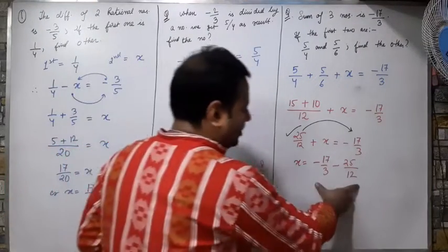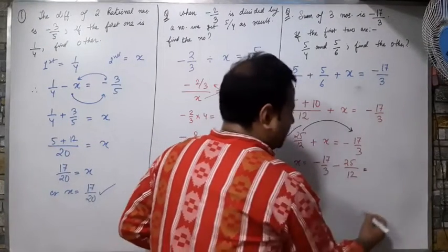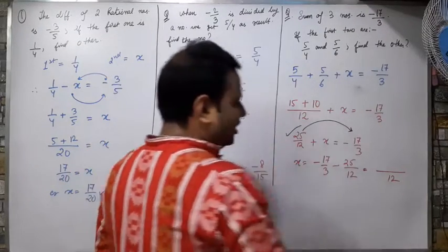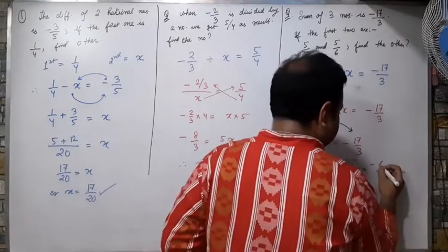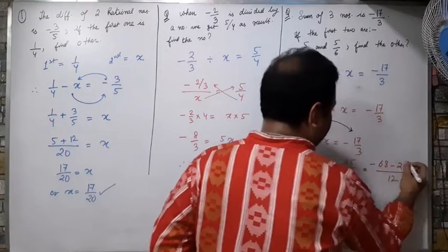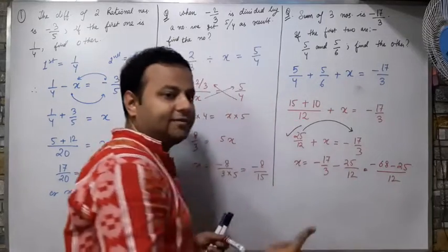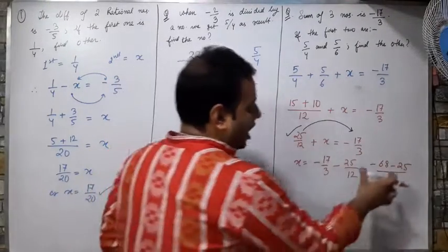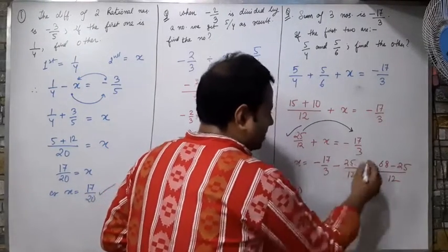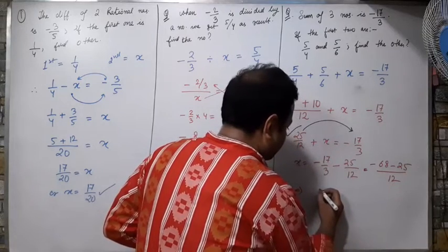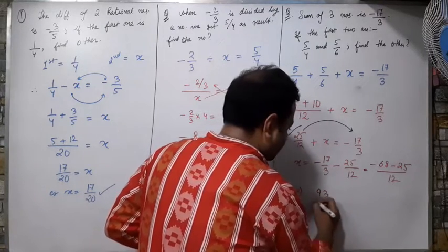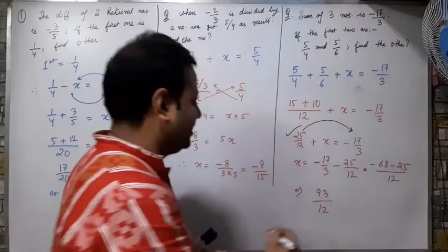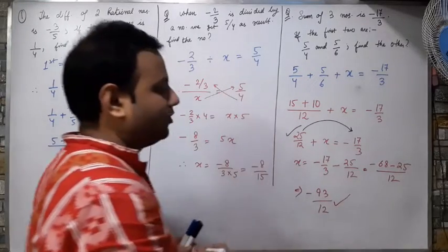Then again I have to solve these 3 and 4. What is the LCM? The LCM comes as 12. So 3 into 4 is 12. Similarly minus 17 into 4 is minus 68, minus 25. Because 12 has to be multiplied with 1 to convert to 12, so I am multiplying 12 with 1, that is equals to 25. So how to find the sum of these? Putting the sign of the larger number, which is minus 68, the answer is minus 93 by 12.